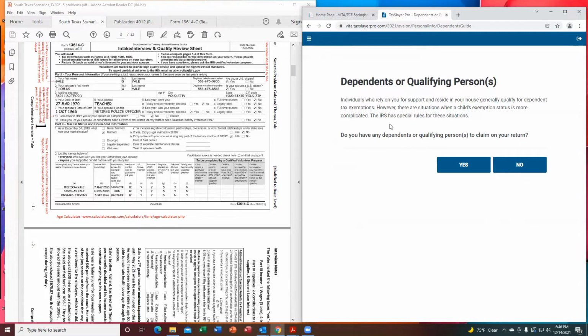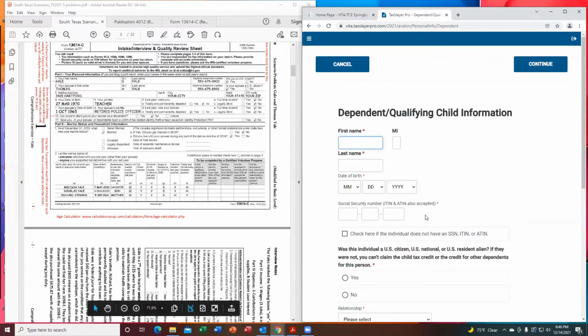And the next question is asking, do we have dependents? And yes, we do. And so we have Melissa. So Melissa is a daughter. And now that we're here looking at the date of birth for Melissa, how old is Melissa, based on the information that's provided?